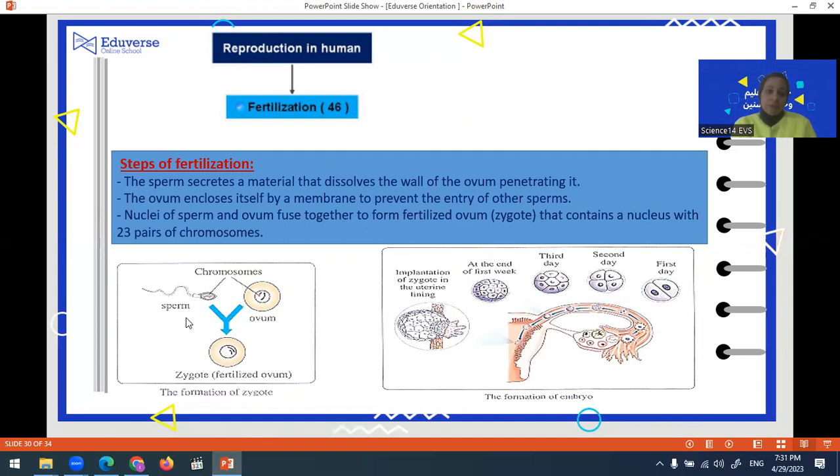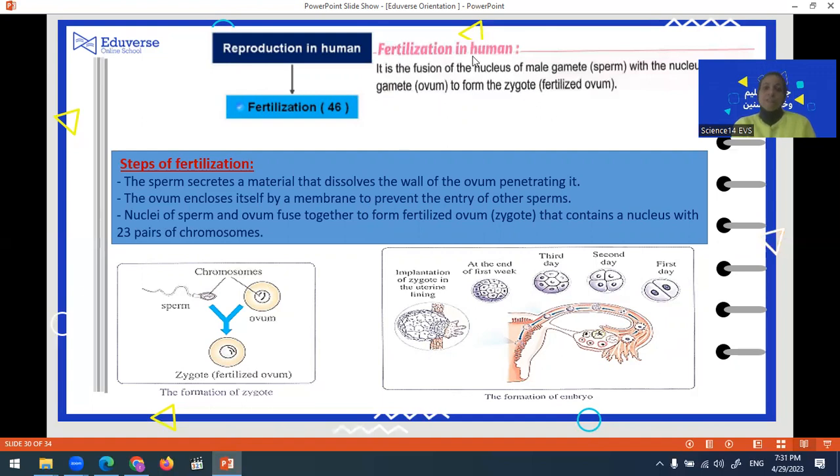Okay, here is the sperm with the chromosomes inside its nucleus, and the chromosomes inside the ovum nucleus too will be fused to form the zygote, which is the fertilized ovum. Fertilization in humans is the fusion of the nucleus of the male gamete, the sperm, with the nucleus of the female gamete, the ovum, to form the zygote, the fertilized ovum.